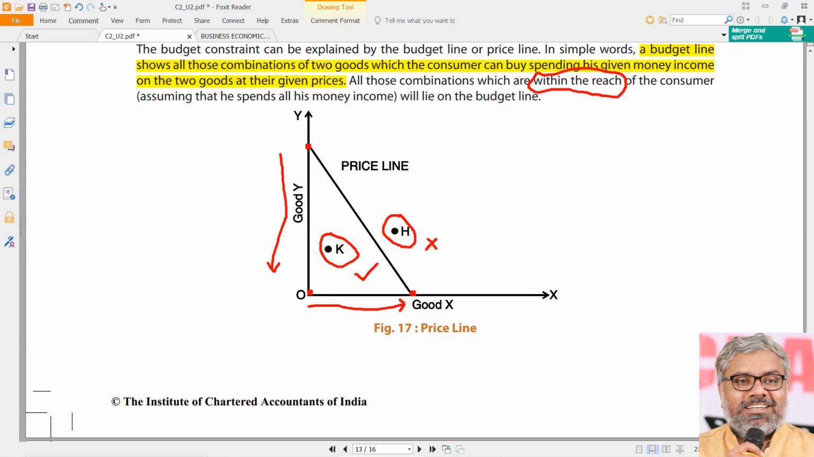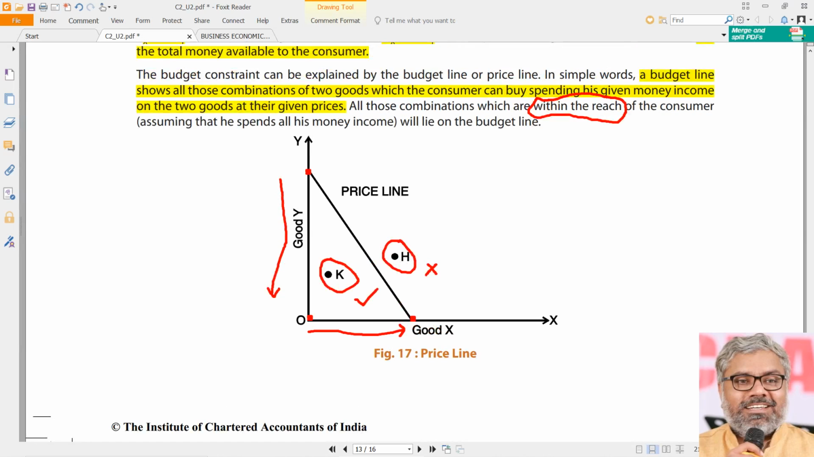Simply a person has an income. Within that income, what combination of goods he can spend. That's what we are talking. We are not talking about the entire financial system. He can get a credit card now. He can get a loan. All these things are possible. We also know that. But that is not the discussion point here.